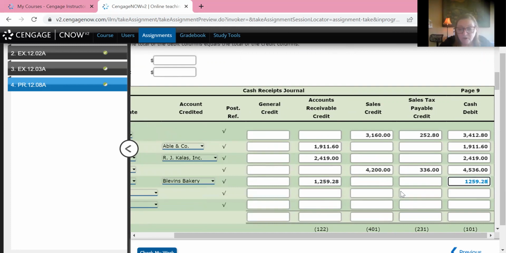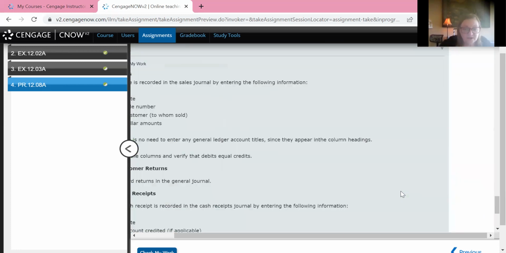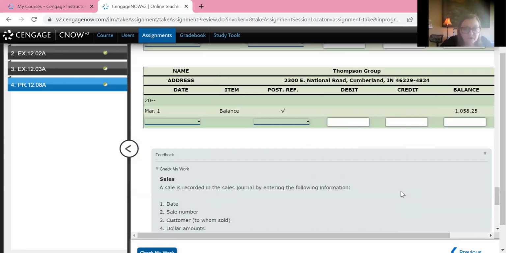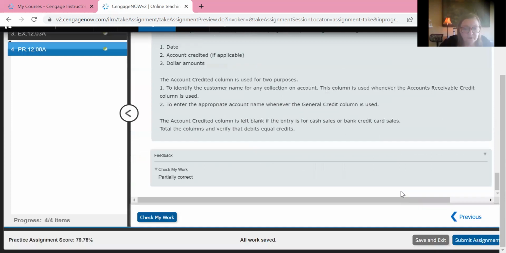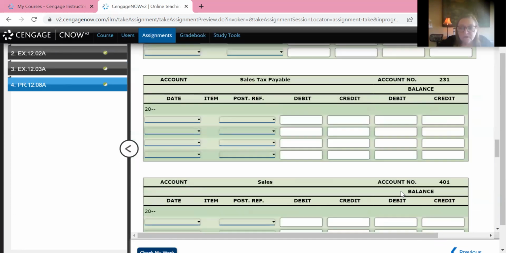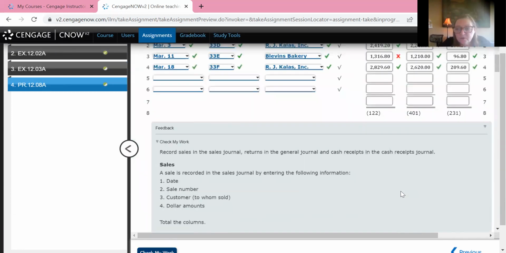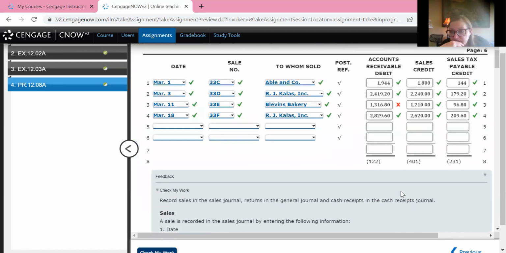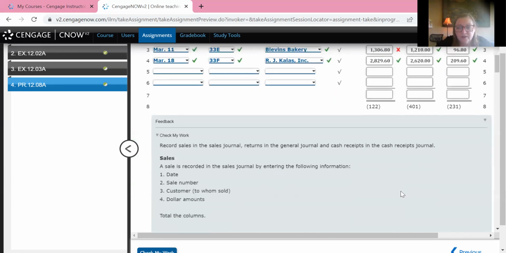Okay, so now we got the whole first page. We just lack the second page. So let's go ahead and do a check my work and see. Okay, where are you? There it is. See if we're okay. Uh-oh, trouble right here. Evidently, I keyed something in crazy right there. On March 11th, in the sales journal. Yeah, 1306, not 1316. So this is why check my work is such a beautiful thing.